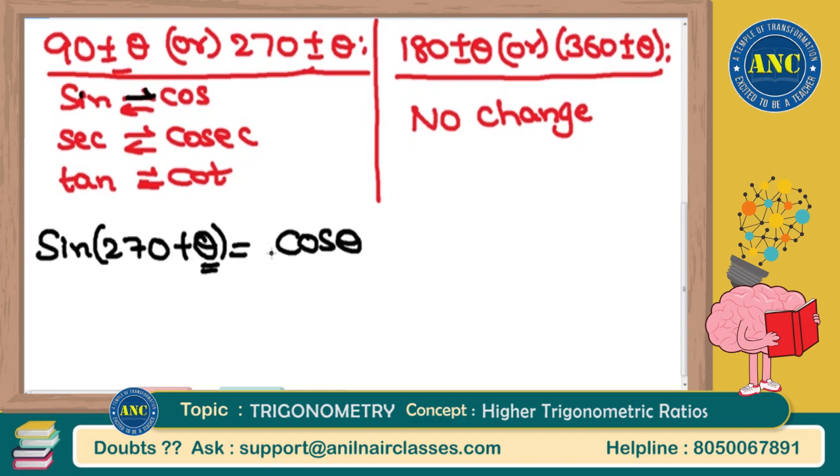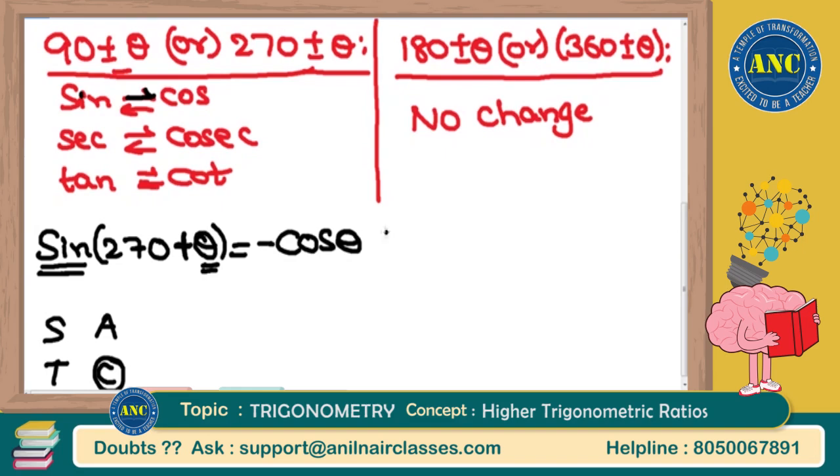Whenever it is 270 plus theta, as I explained in detail in my coordinate geometry concept half an hour before, 270 plus theta means it is going to the fourth quadrant. In the fourth quadrant, by ASTC, cos and secant are positive, but here it is sine. Will sine be positive in the fourth quadrant? No, it is not positive. So it should be minus cos theta. I hope the idea is clear.